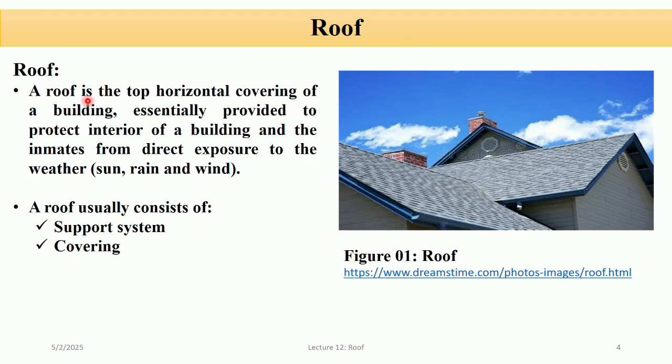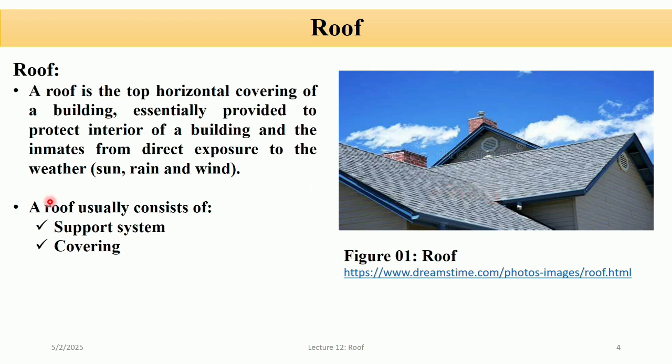A roof is the top horizontal covering of a building, or it is the uppermost part of a building. It is designed to shield or protect the interior of a building from external elements such as sunlight, rain, wind, and sometimes snow. So it plays a crucial role in maintaining the comfort, safety, and durability of a structure.